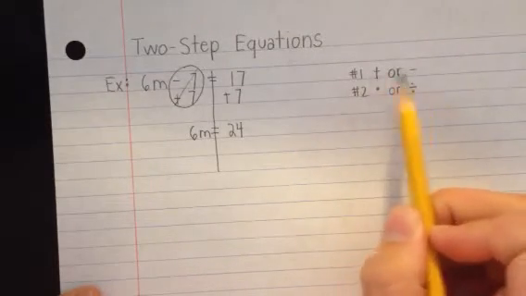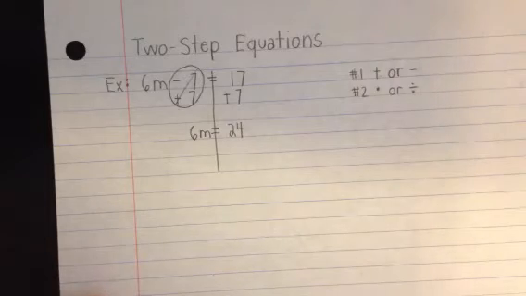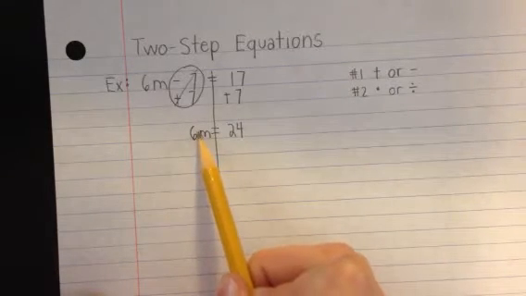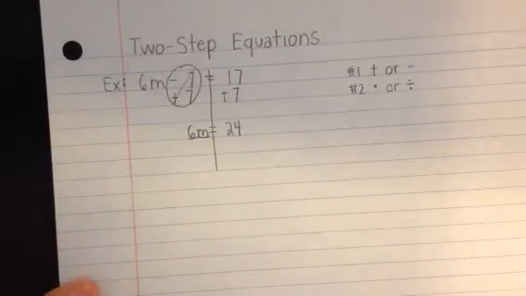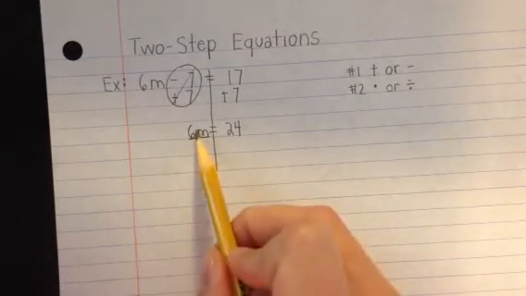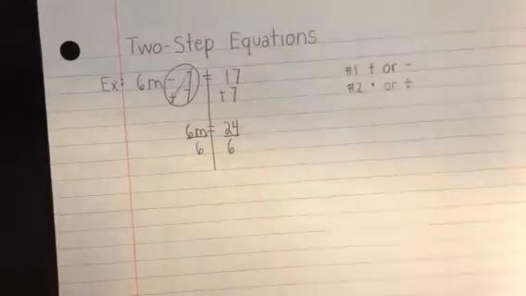Alright, so we took care of our addition and subtraction. Next, we take care of multiplication or division. Here we've got 6 times m, so we have to do the opposite or inverse. The inverse of multiplication is division. So we need to divide both sides by 6.